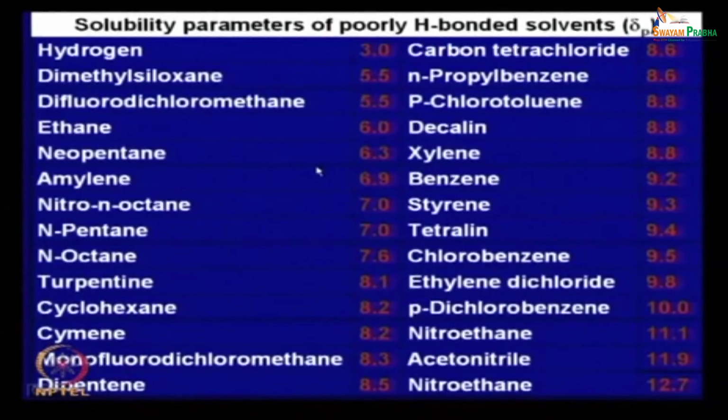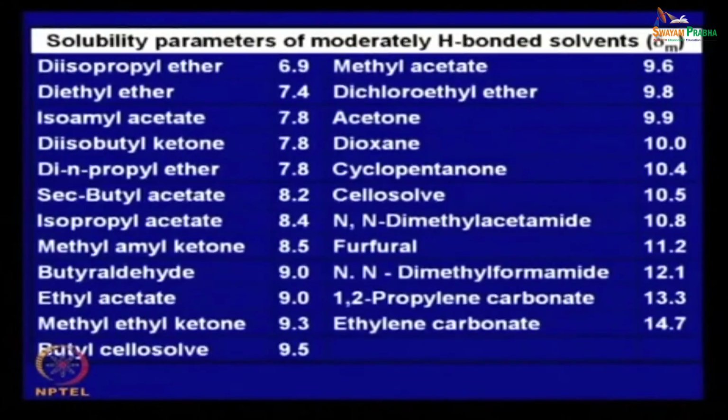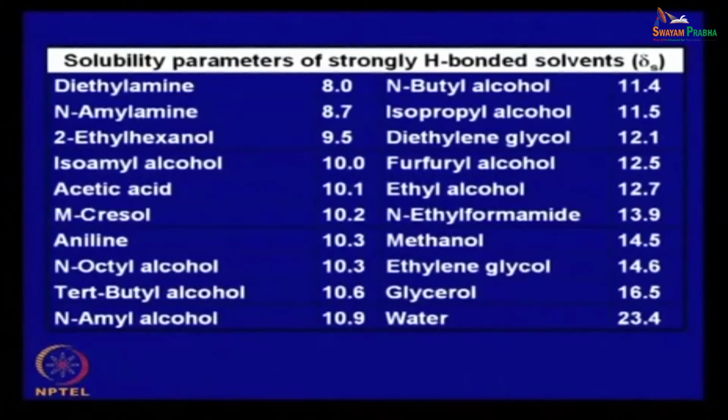Now, the boiling point of a solvent would be high if the molecules in that solvent have very strong hydrogen bonding. So, you look into these values, solubility parameters of moderately hydrogen bonded solvents. So, solubility parameter values are increasing in these solvents. Then you see the solubility parameter of strongly hydrogen bonded solvents.